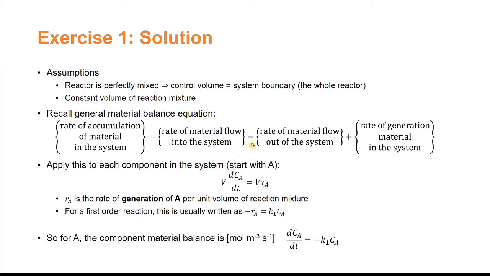There are no inflows or outflows because it is a batch reactor. We don't worry about the details of filling and emptying the reactor, especially if the reaction time is large compared to the filling and emptying times. Note that R_A is defined as the rate of generation of A per unit volume of mixture. Its units must be mole per cubic meter per second. For a first order reaction, you usually write negative R_A equal to k1 C_A, since A is being consumed by the reaction. Now we can substitute the reaction rate expression into the material balance and cancel the volume. This leaves the following ordinary differential equation.